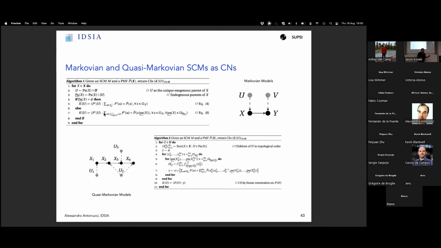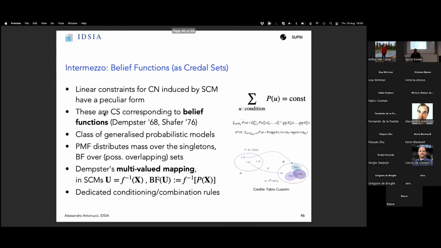Generally speaking, we need linear constraints to define these credal sets in credal networks, which are inequality constraints. Our constraints are equality constraints. We are basically defining a special class of credal sets which correspond to belief functions, which is a less general family, but more general than this class of constraints, a family of generalized probabilistic models. Some people use Dempster and Shafer.